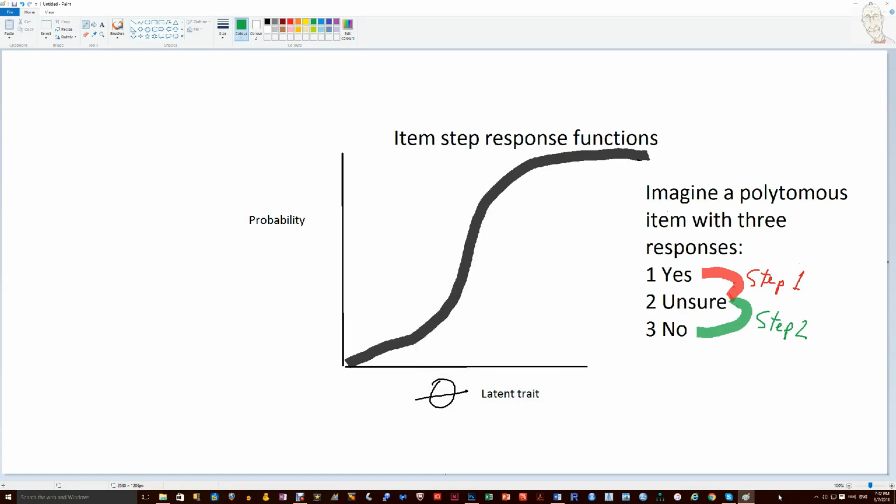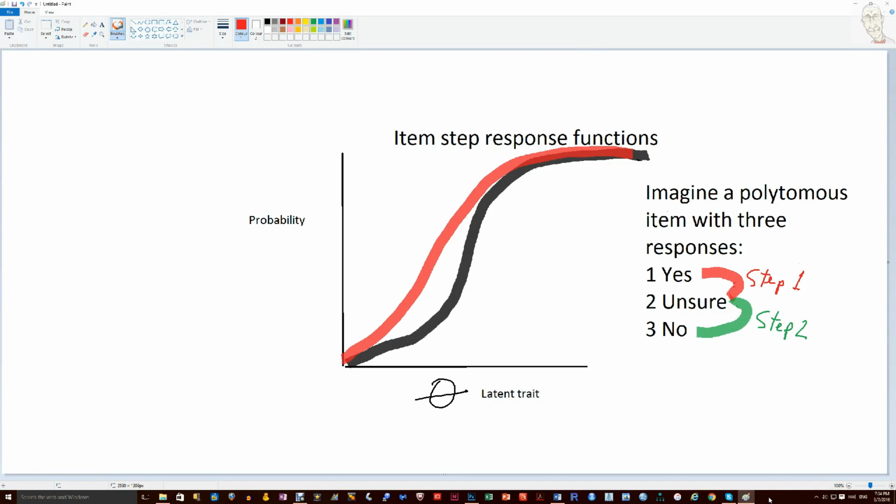Next, let's think what these steps would look like if they were plotted on the graph in front of us. I'll leave the item characteristic curve there in black and plot the item step response functions in red and green to show you. Please note that in the present example, no means more of the latent trait than yes. So drawn here in red is what item step 1 between the response yes and unsure might look like.